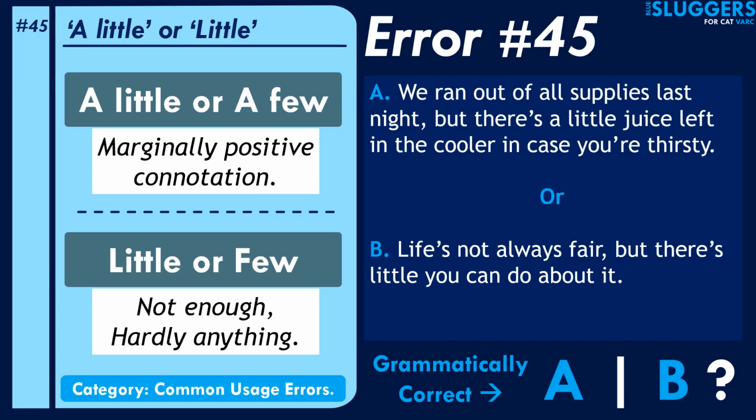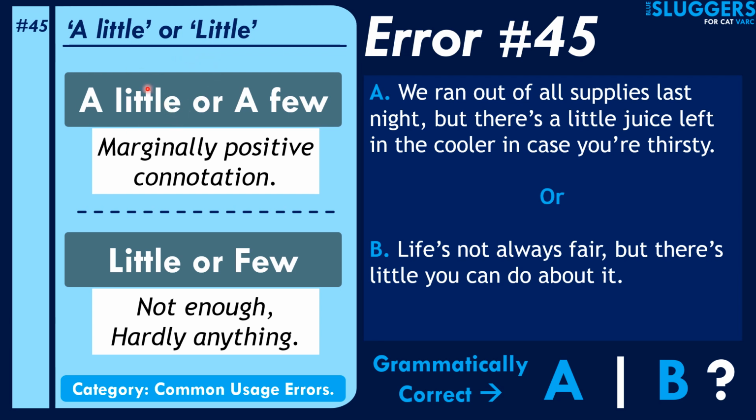Okay, so with error number 45, guys, from this we are moving on to the category of common usage errors. The first common usage error we are catering to is the usage of a little and little. Now people often end up using these terms interchangeably, when in fact the meanings delivered by these terms are kind of diametrically opposite in a sense.